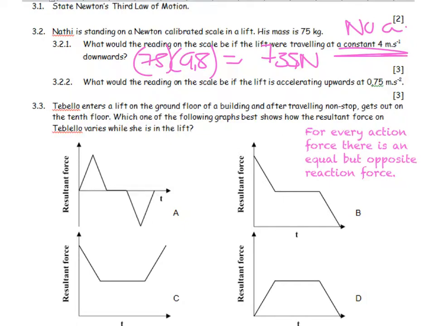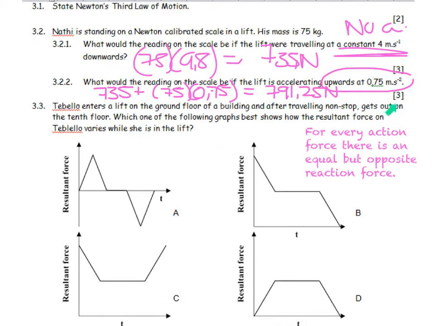What would the reading on the scale be if the lift was accelerating upwards? If I pull off upwards, I feel heavier. So I'm going to take 735 and add 75 times 0,75, and the reading on the scale will be 791,25 newtons.